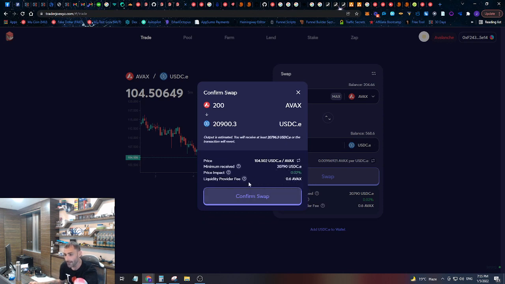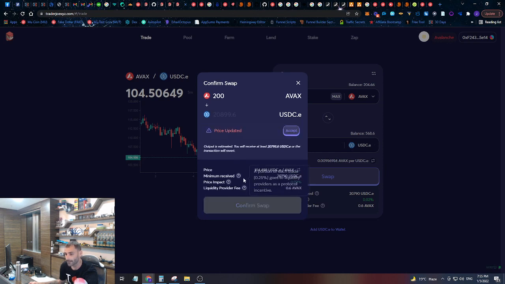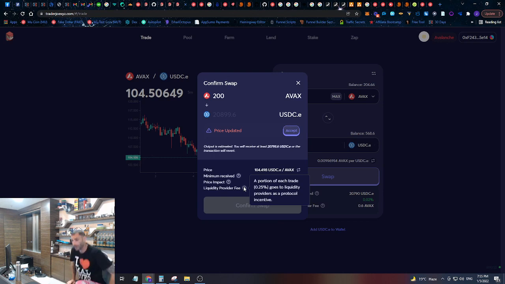And I can see the fee that I'm paying. I'm paying a 0.6 AVAX fee to be able to make this. And you can see it says here a portion of each trade, 25%, goes to liquidity providers as a protocol incentive. So whoever's providing liquidity is going to earn some fee for this trade, which is why people want to provide liquidity in the first place. They're providing liquidity so that other people can trade the assets, and the reason they're doing that is because they get these fees. They get a portion, a trade fee, and in this instance on this exchange, it's 0.25%.